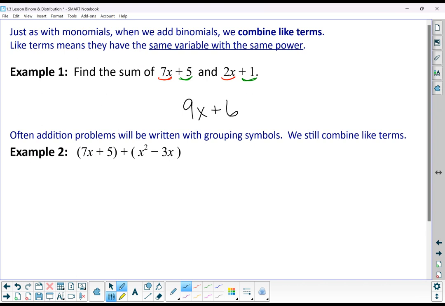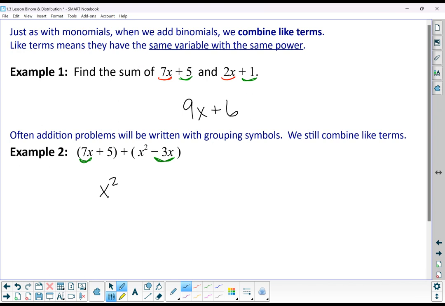Often addition problems will be written with grouping symbols, which can sometimes make it look a lot more difficult, but it is exactly the same idea, and we are still just looking for terms that can combine. So when you look through all of the terms in these two binomials, you might notice that these two terms can combine. But none of the other ones have a term that they can combine with. If they can't combine with anything, they just stay themselves.